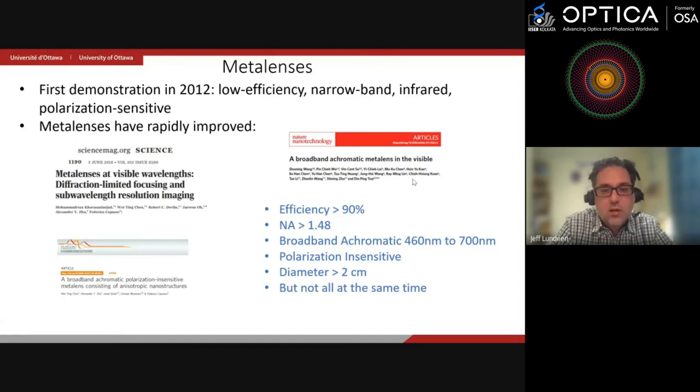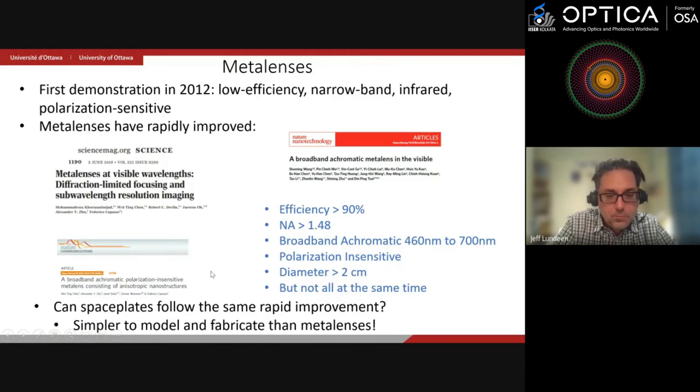There are now commercial companies that sell metalenses, and they're being put into commercial devices like cell phones. So we're kind of hoping that spaceplates can follow the same rapid improvement. One nice thing is that these multi-layer spaceplates rely on a technology that is much simpler to model and much simpler to fabricate, because this multi-layer technology is what's in the anti-reflection coatings on basically every consumer device that you buy, from your glasses to your phones to your phone screens to your computer screens and so on. So there are lots of companies that do this already, whereas metalenses are based on nanofabrication, which is limited to a few facilities in the world.